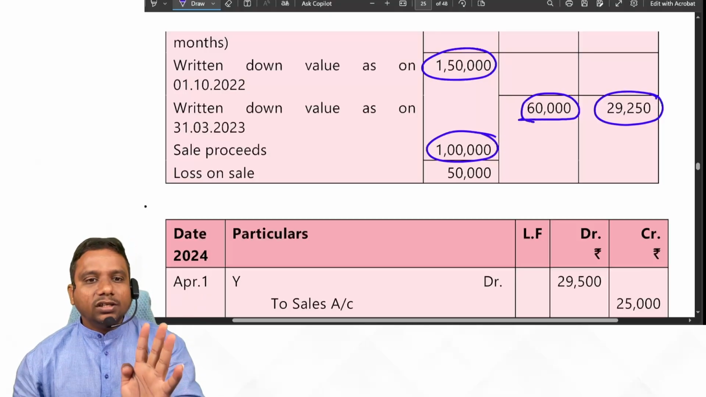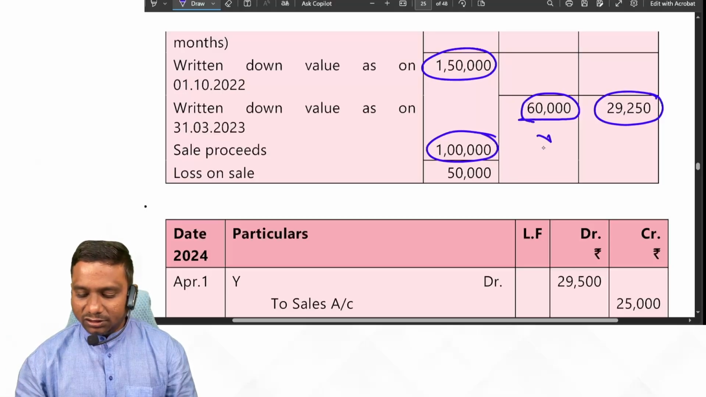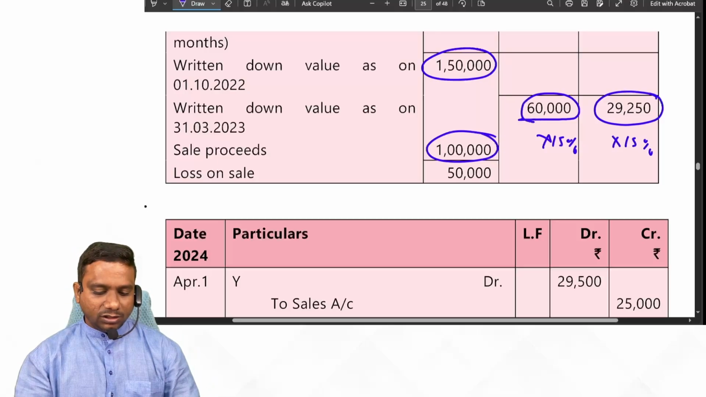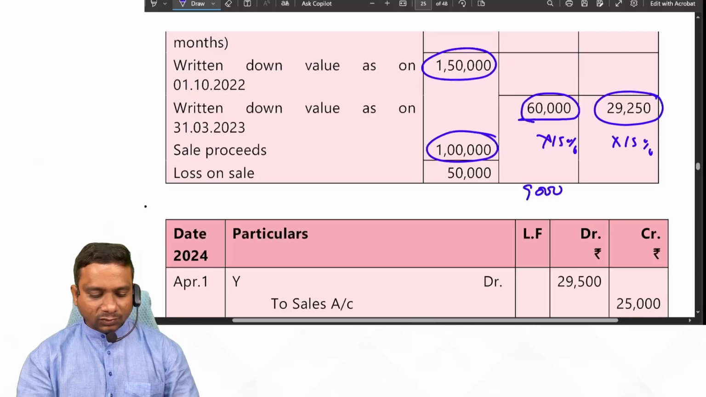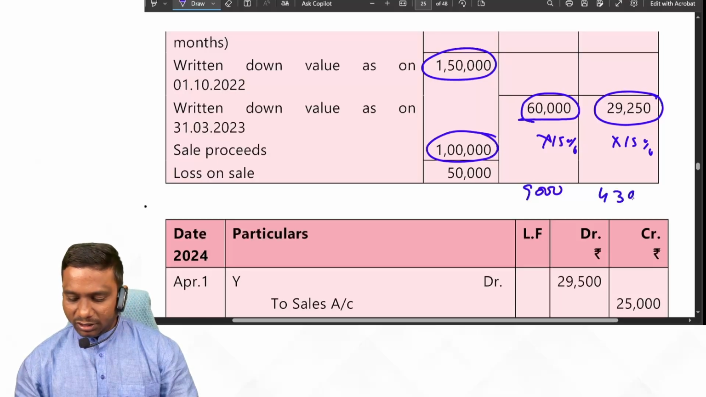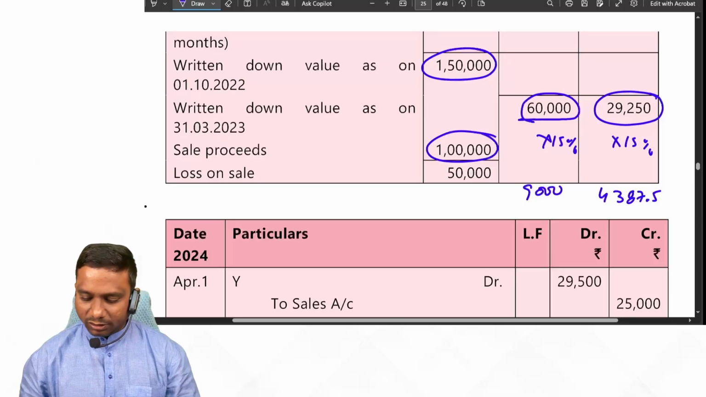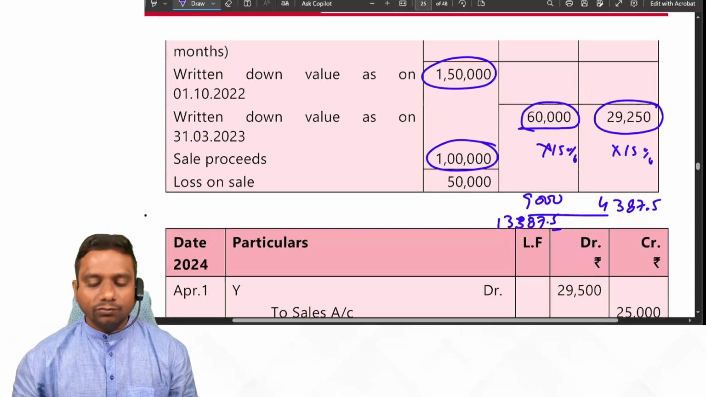Now, for the fourth year, we calculate depreciation on 60,000 and 29,250. On 60,000, 15%, on 29,250, 15%. So, how much we get? 60,000 into 15%, 9,000. 29,250 into 15%, 4,387.5. Total depreciation for fourth year, 13,387.5.